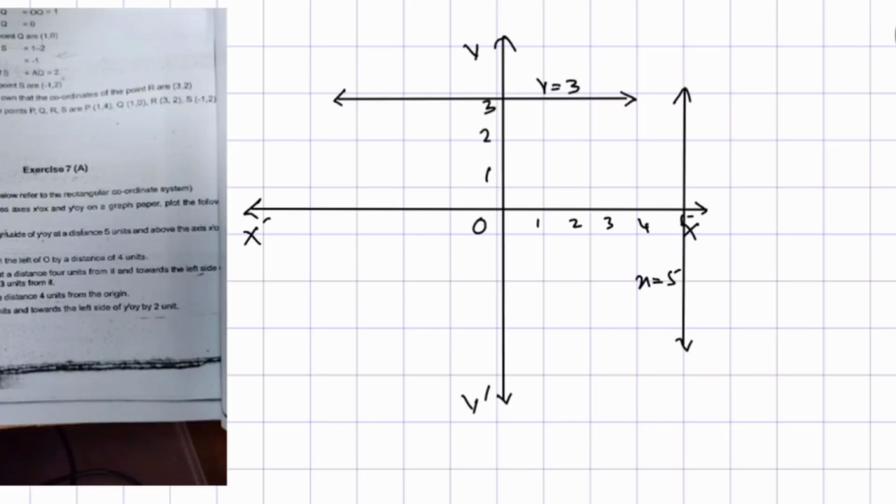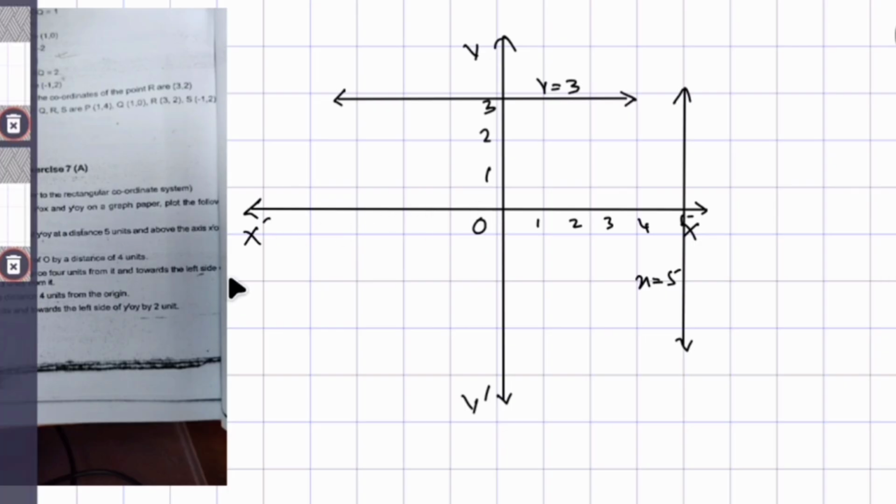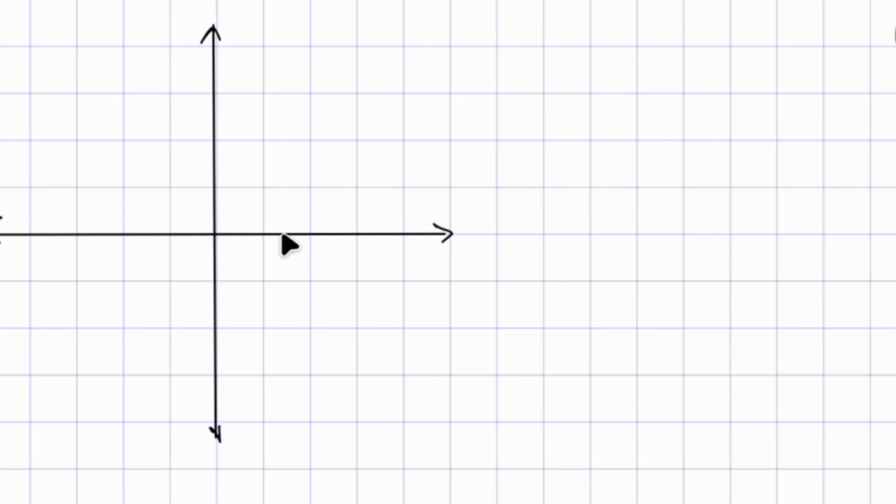You can see the question. What does it say? The point on the x dash o x axis, on the left of O, that means left of O on this side, by a distance of 4 units. I already said that x o x dash, y o y dash. This is -1, this is -2, this is -3, and this is -4.